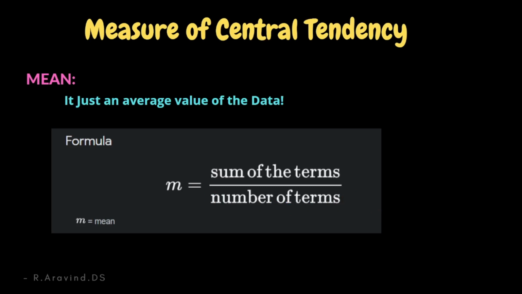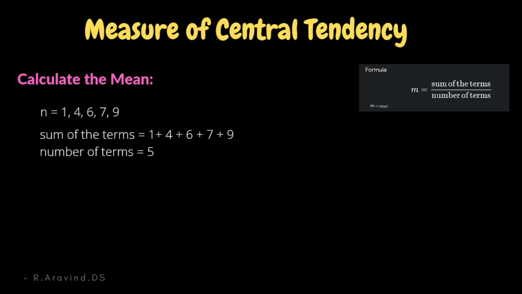Okay, let's go and calculate the mean from now. So let's calculate the mean here. This is the formula, just look at the formula. If you forgot the formula, just look at the formula. The sum of the terms divided by the number of terms. So it is my data set, n is equal to my number of data. We have data like 1, 4, 6, 7, 9.